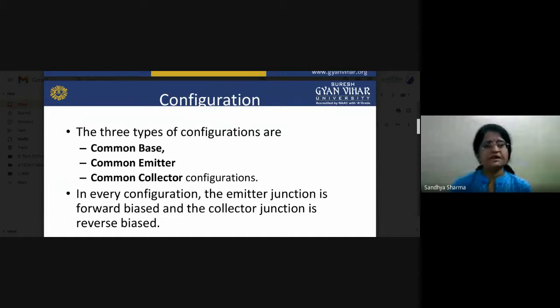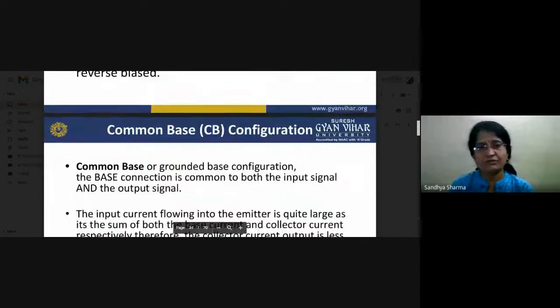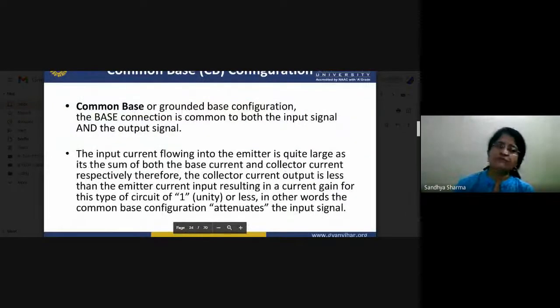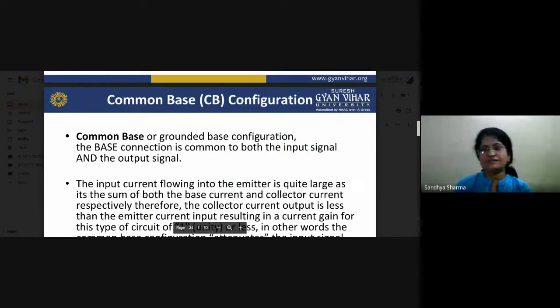In every configuration, remember that your emitter junction should be forward biased and your collector junction should be reverse biased. This is the point you have to keep in mind. Now one by one we will see the common base configuration. Common base is also called a grounded base configuration, and the base connection is common to both the input and output circuit.